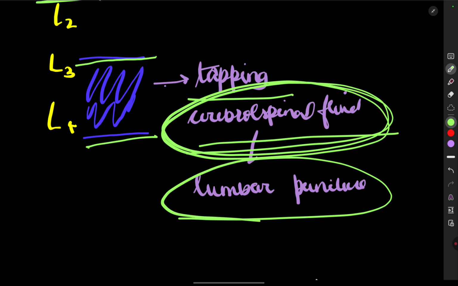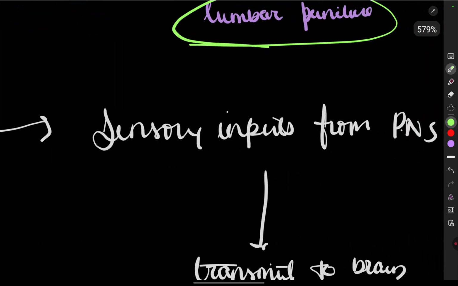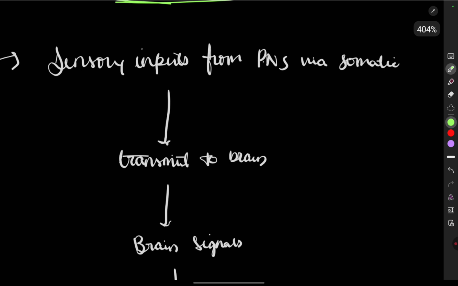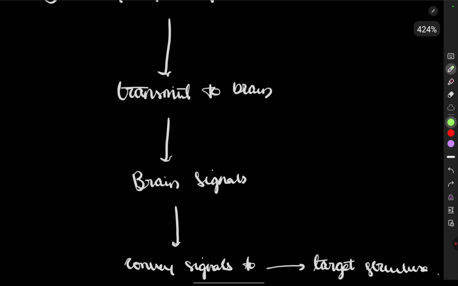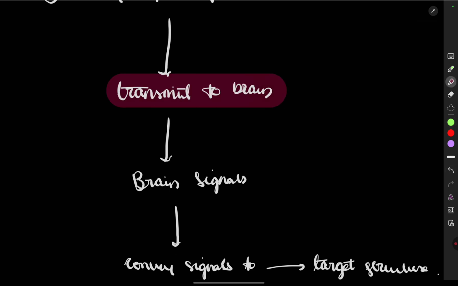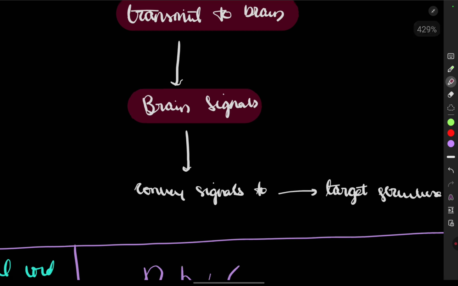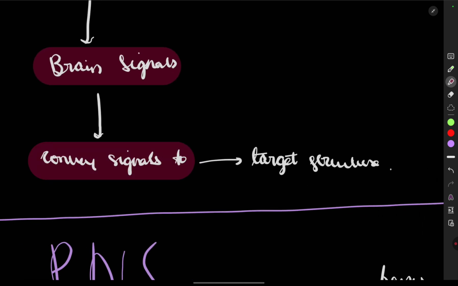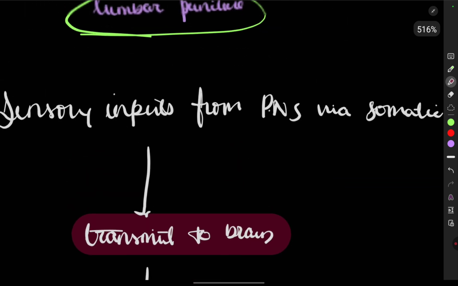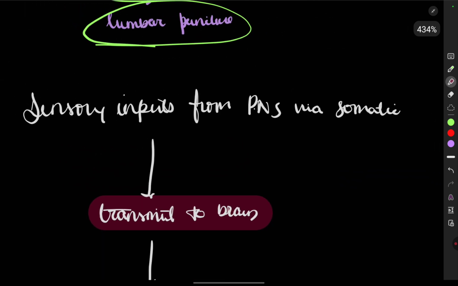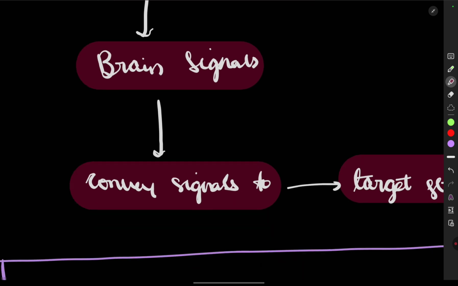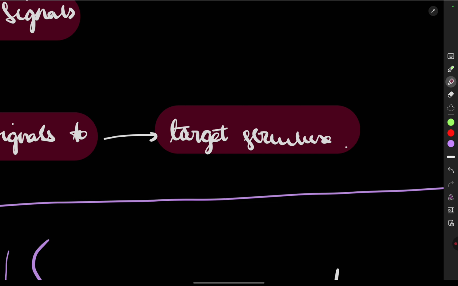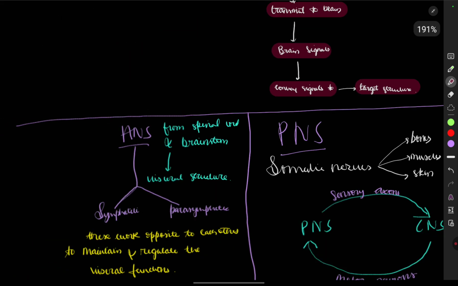This spinal cord has sensory inputs from the PNS via somatic nerves, and then it transmits to the brain. Then the brain sends a signal, and the signals convey to the target structures. How is it working? There is some stimulus, so the sensory inputs from the PNS via somatic nerves are transmitted to the brain. The brain sends signals to convey to the target structures. This is how the spinal cord works.